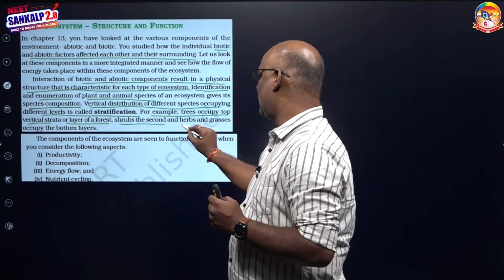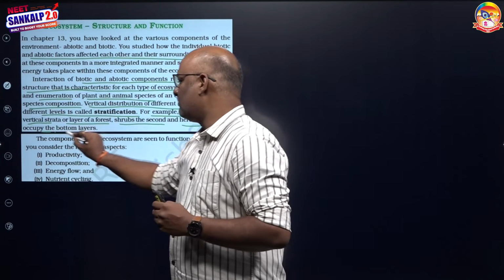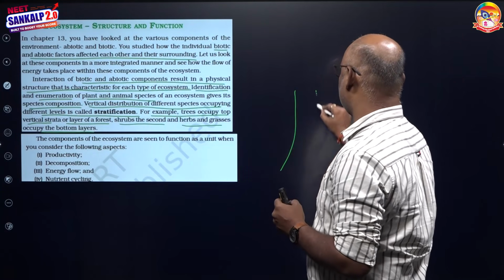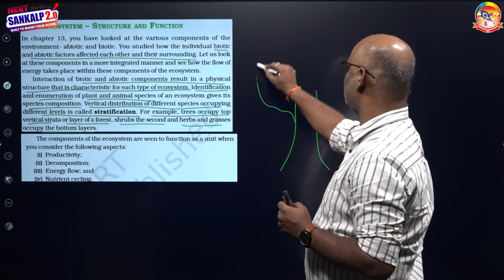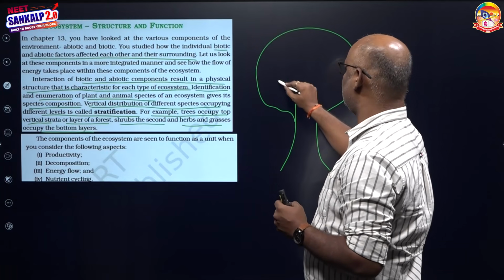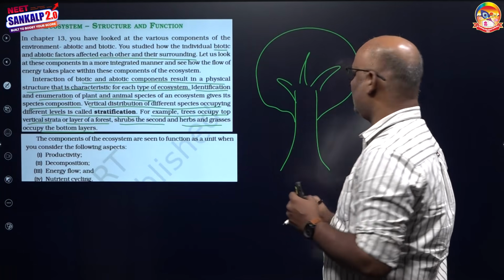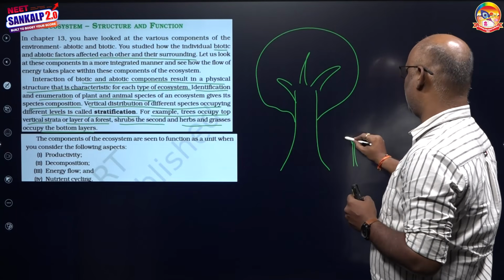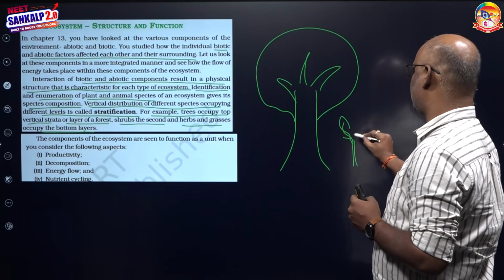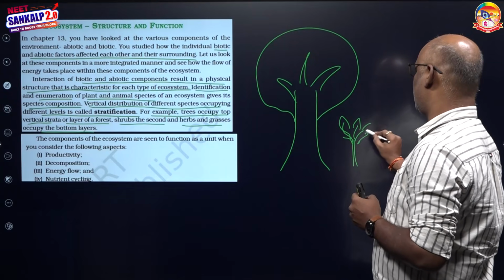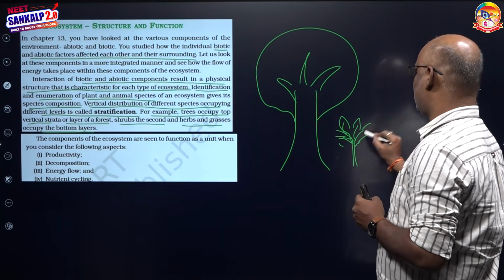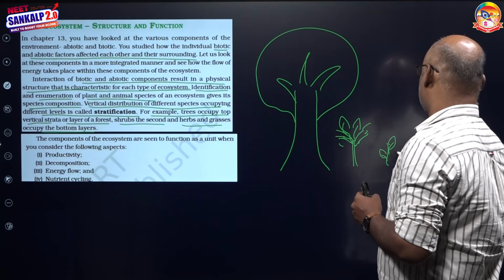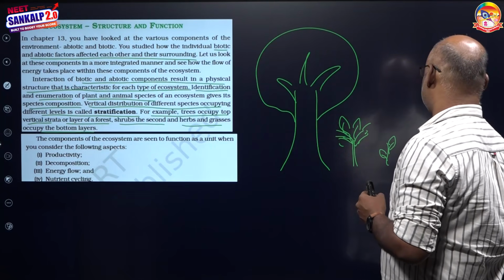Shrubs the second, and herbs and grasses occupy the bottom layer. See, for example, if I draw a tree like this, the trees occupy the top vertical strata because the trees are the larger ones. Next to trees, you can take the herbs and shrubs, which occupy the next vertical strata. Next come the shrubs, the smaller plants, and next come the grasslands, like this.